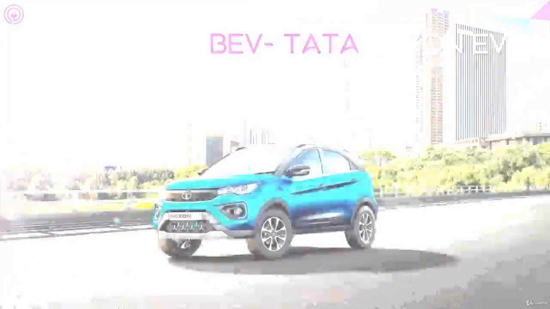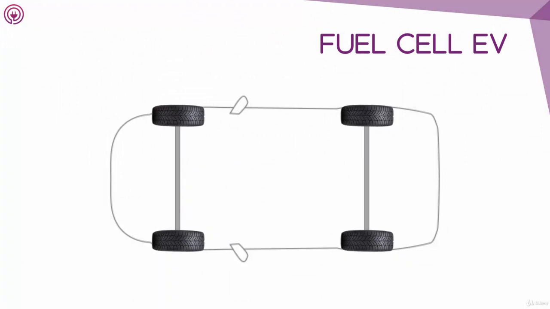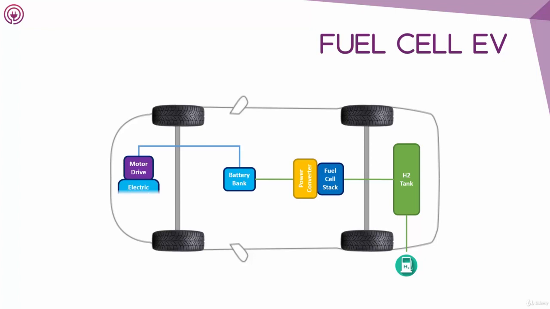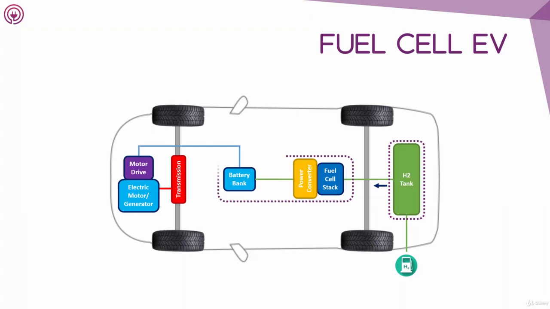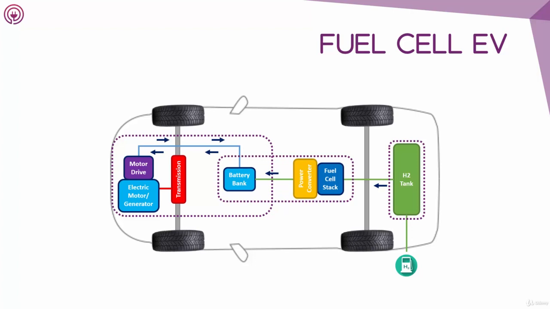Next, we take a look at hydrogen-based EVs. A fuel cell electric vehicle substitutes the huge battery of a battery electric vehicle with a fuel cell stack to create power from the hydrogen fuel. In contrast to a battery, a fuel cell isn't a storage device, but a device that produces direct current from chemical reactions. A small battery is still used as an energy buffer and to power the electric motor using the motor drive.